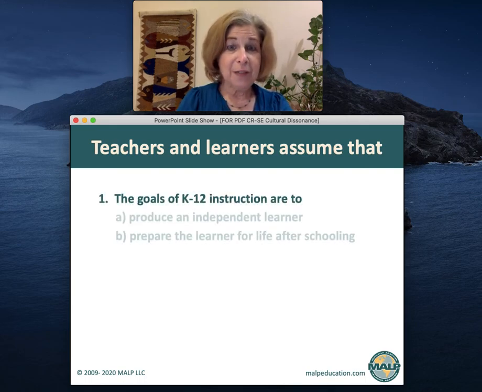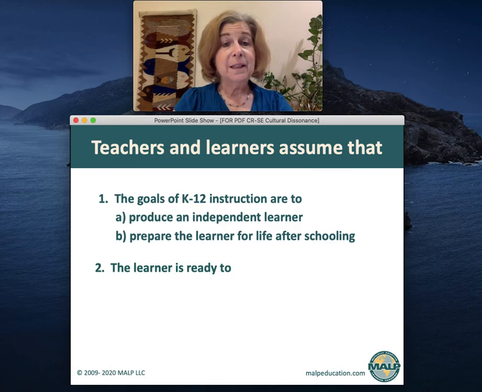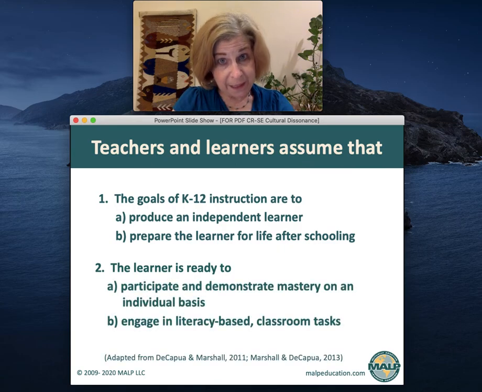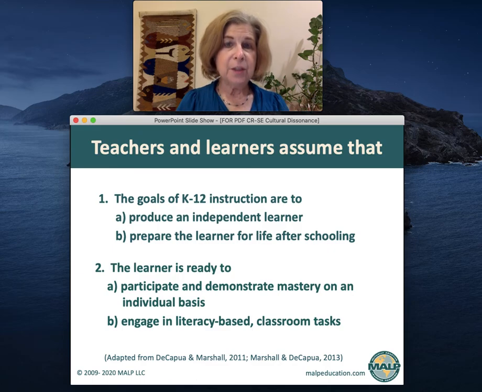The goals of K-12 instruction are to produce an independent learner and produce a learner that is prepared for life after schooling. It sounds pretty on target, right? And we assume the learner is ready to participate and demonstrate mastery on an individual basis, right? And engage in literacy-based classroom tasks. Pretty straightforward, right? School isn't life. We know we're going to do classroom things, and it's going to have something to do with literacy.